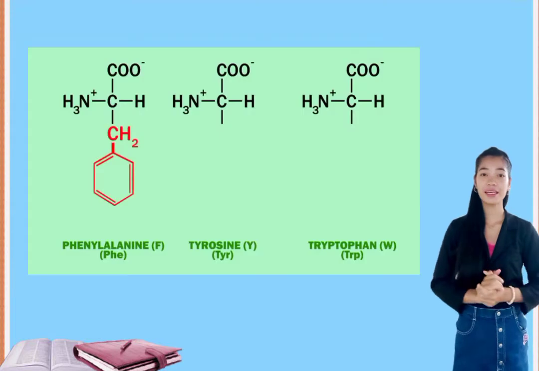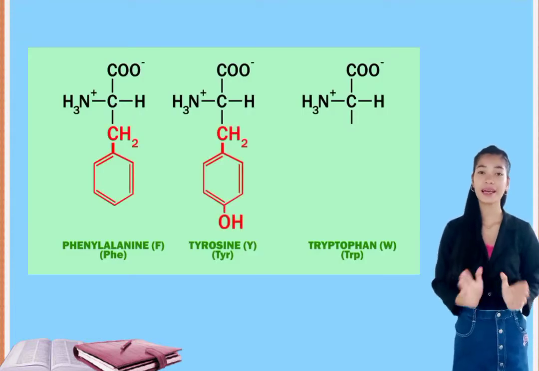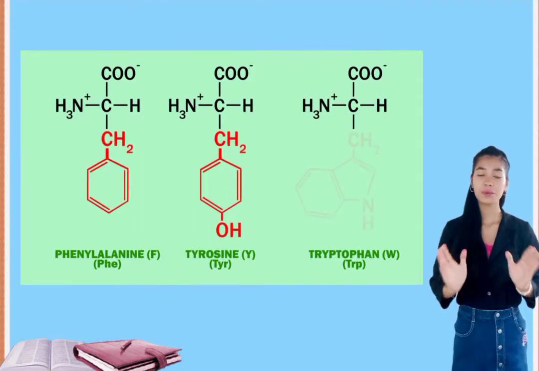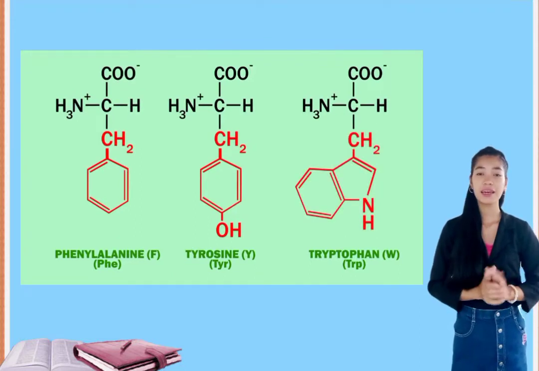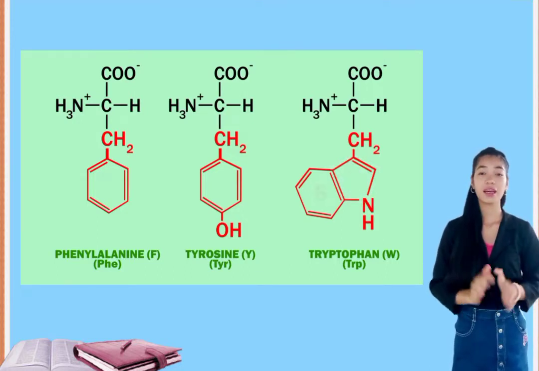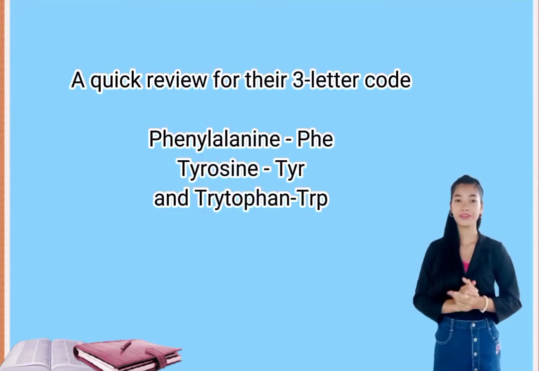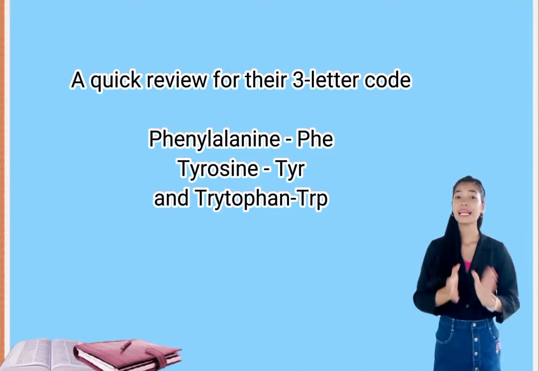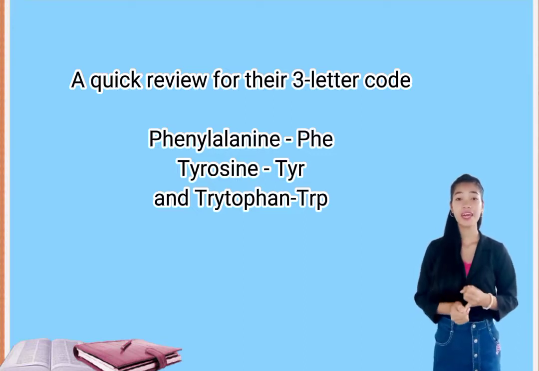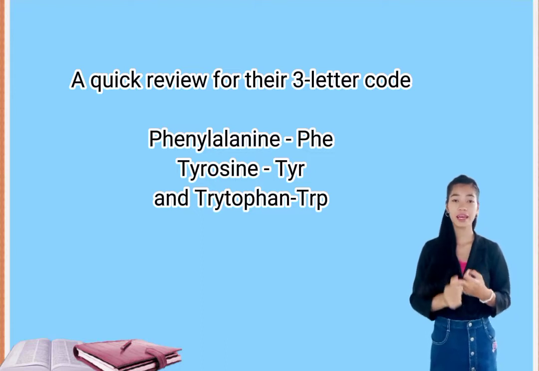Phenylalanine has a benzyl group attached to it, and tyrosine is almost identical but has a hydroxyl group. Whereas tryptophan has 2 aromatic rings. One has a 5-membered ring with a nitrogen and the other has a 6-membered ring. A quick review. Phenylalanine is PHE, tyrosine TYR, and tryptophan TRP.